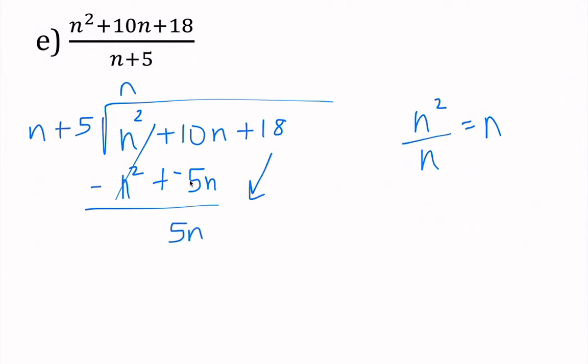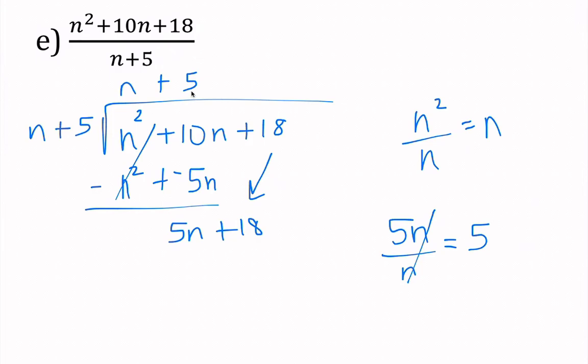Next step is we drop down that plus 18. We repeat the process all over again. So I need to figure out how many times will n go into 5n. To figure that out, I take this guy of 5n, and I divide by that first guy out front, which is n. My n's cancel, so that gives me a positive 5. So at the top, I'm going to write plus 5.